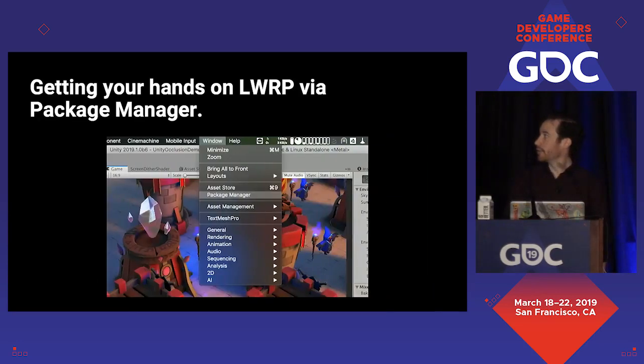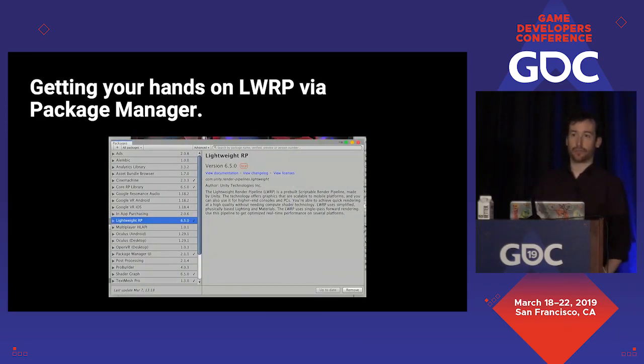Now, if you want to start from scratch, or you want to upgrade, maybe you've got a small project you've been playing around with and you want to use lightweight render pipeline with it, you can also get lightweight from within Unity. This is through the package manager, which you can find through Window, Package Manager. This will load up the package manager window.